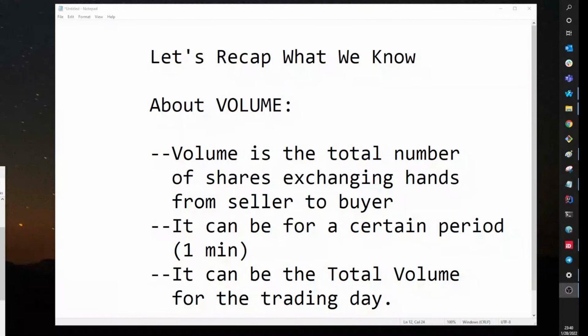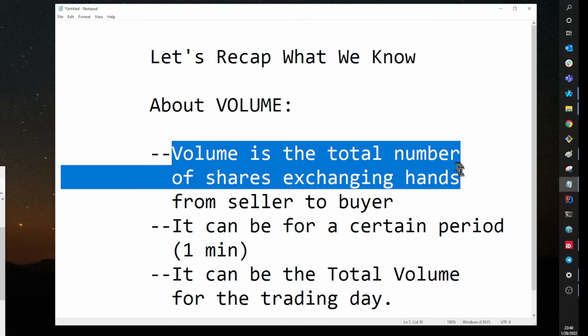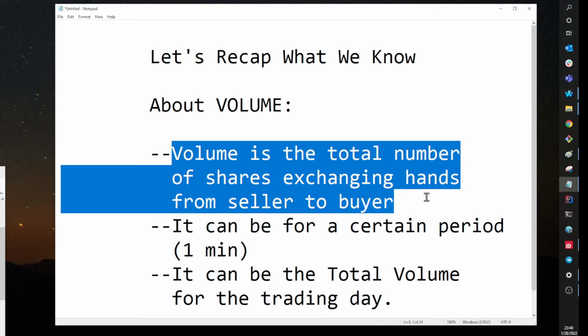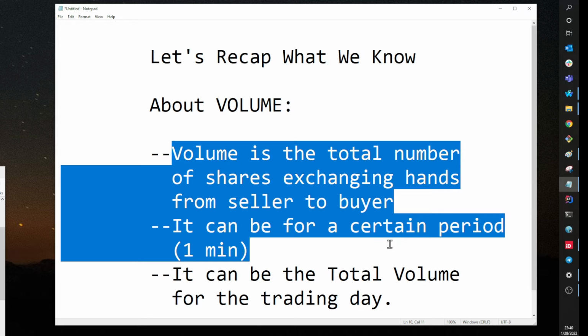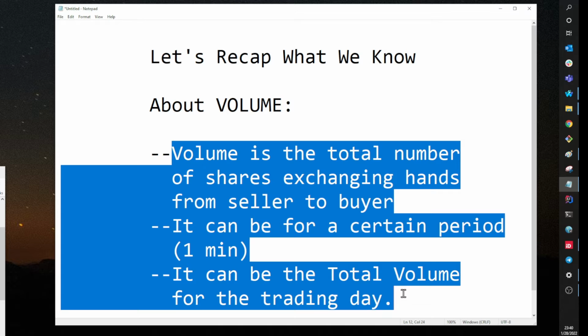Let's recap what we know so far about volume. Well, what is volume? Volume is the total number of shares that have exchanged hands from buyer to seller or seller to buyer, same thing. And it can be for a certain period: 1 minute, 5 minutes, 15 minutes, whatever the period is. It could be the total volume for that day. So when you watch the news and they talk about the stock market and they say the volume was X, that's what they're talking about. It's for the day.